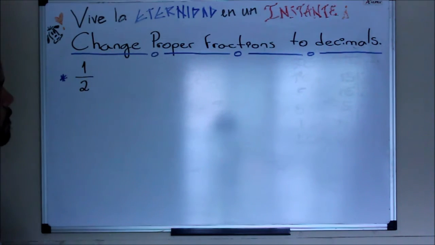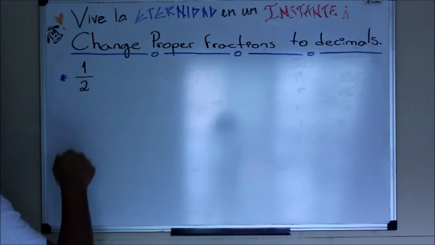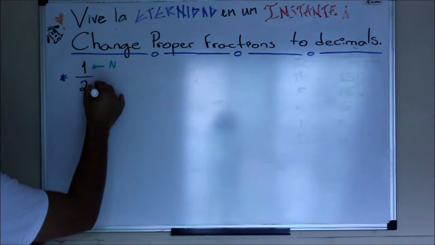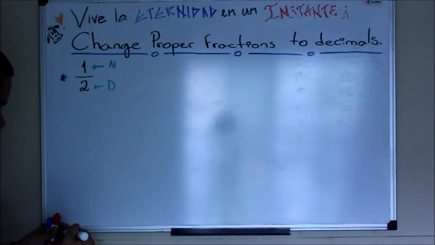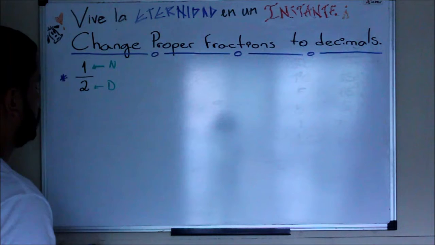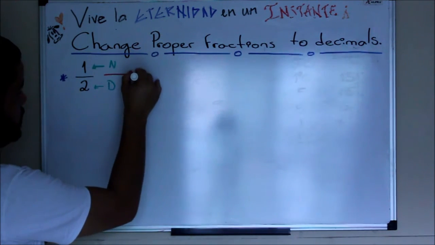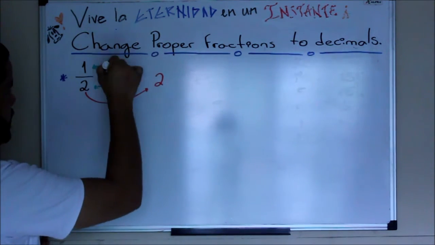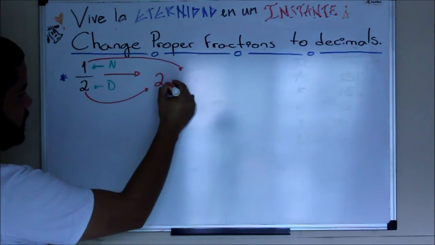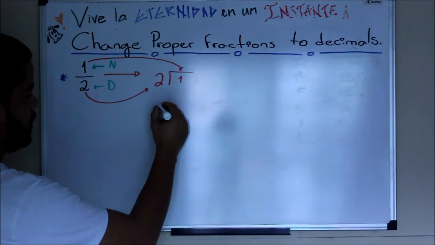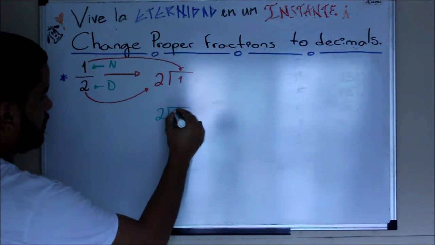Today we're going to change proper fraction to decimal. So let's see, we're having here this fraction 1 over 2 or 1/2. This one is our numerator and this one is our denominator. Now, how can we change 1 over 2 into a decimal? We're going to change this into a division. So the number 2 will be outside and the numerator will be inside, like that. So we're going to have this division. 2 is dividing 1.